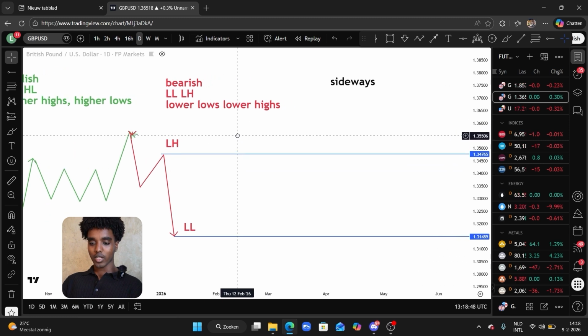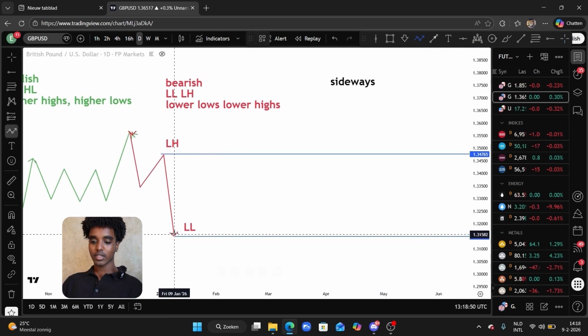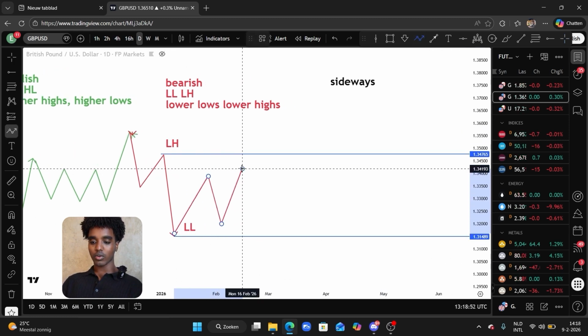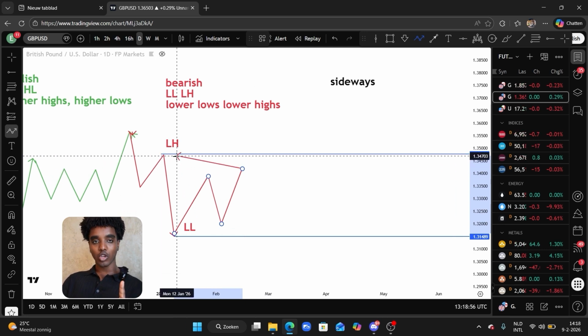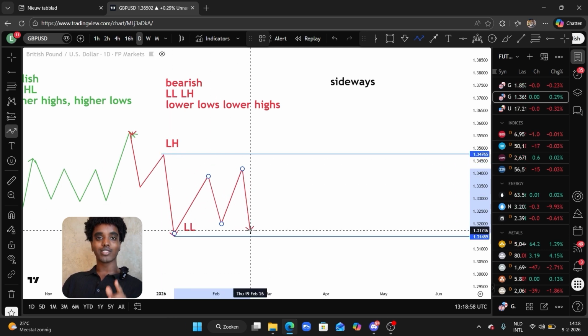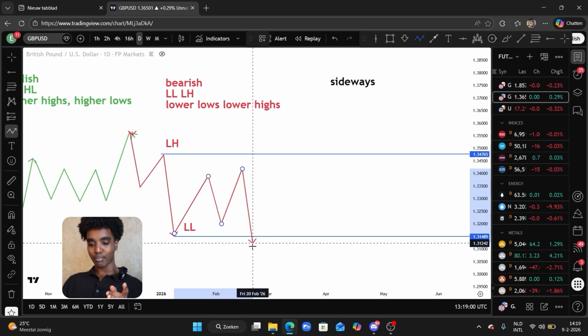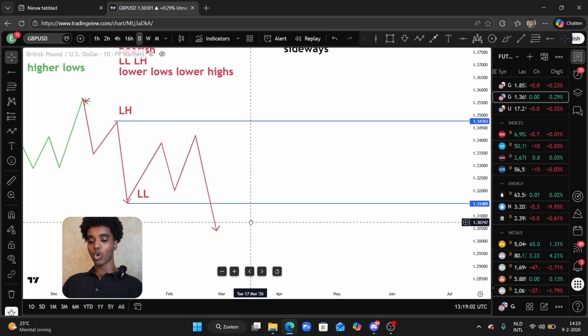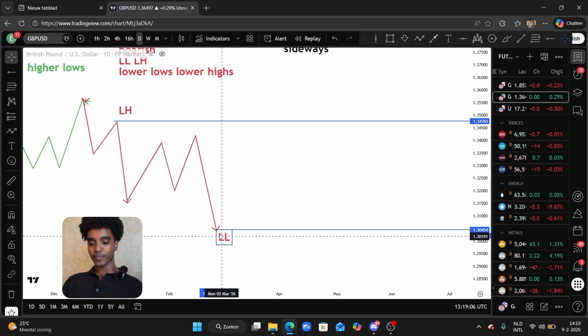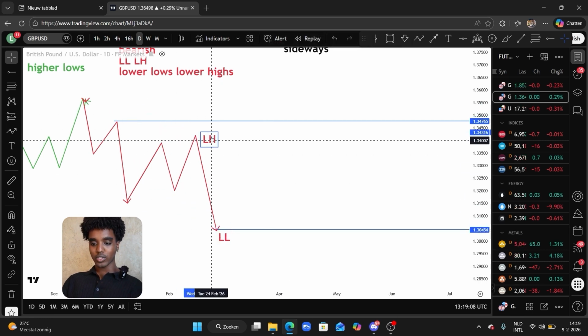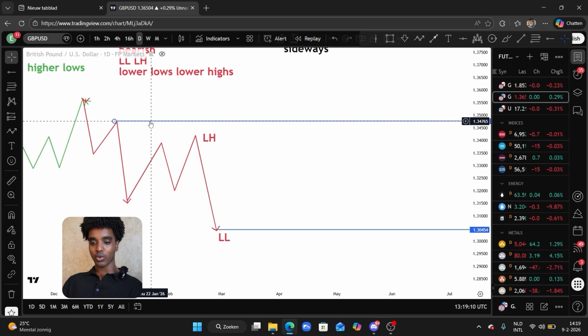And a bearish market can also do multiple things. It can go up, down, as long as it doesn't break again the previous lower high or the lower low, it remains bearish. And once it breaks the lower low, the lowest point becomes the new lower low, and then this point here becomes the new lower high.